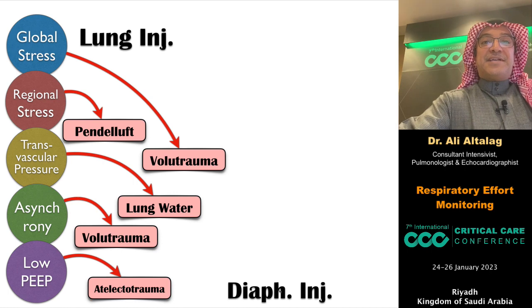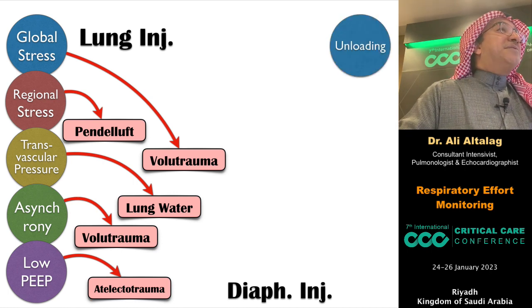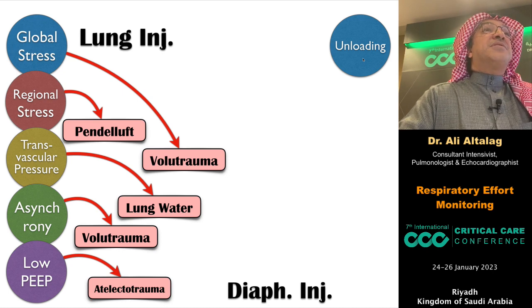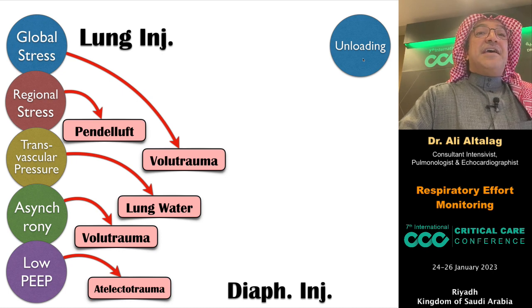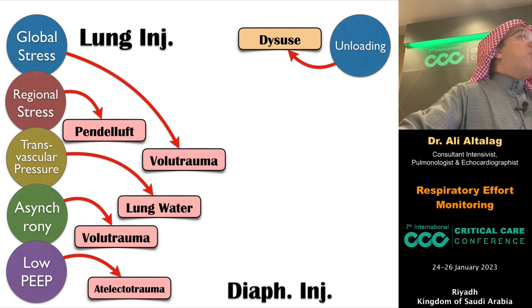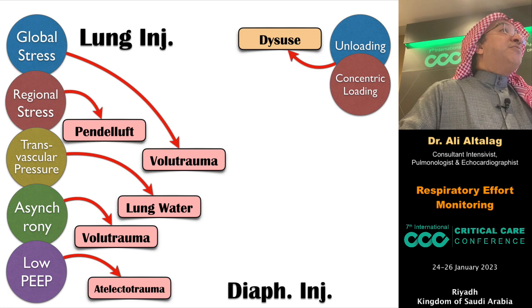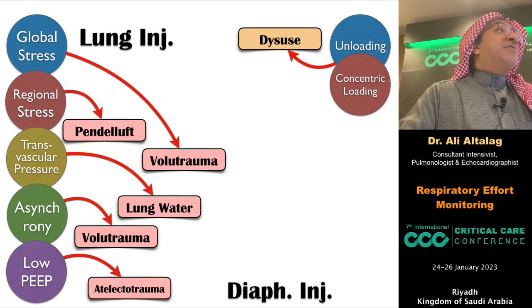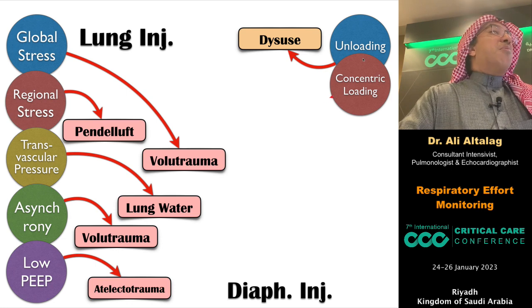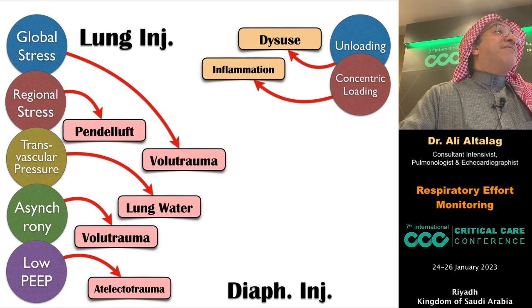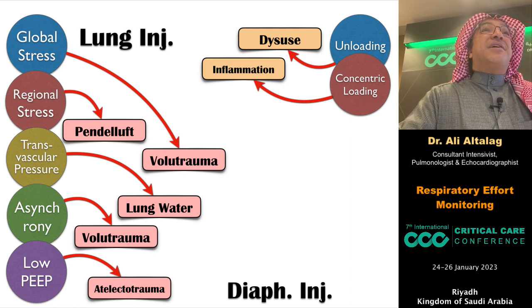Now, what about diaphragmatic injury? The first and the most important is unloading of the diaphragm. If you use excessive assistance, this will make your diaphragm work less, so there will be disuse atrophy. On the other hand, if you use a little bit of assistance during assisted ventilation, you will cause something called concentric loading. That is to say, your diaphragm is working too hard to create that amount of tidal volume.